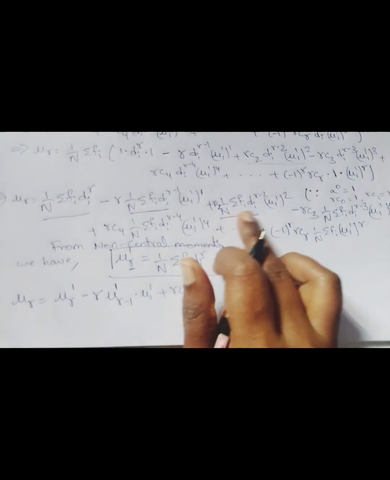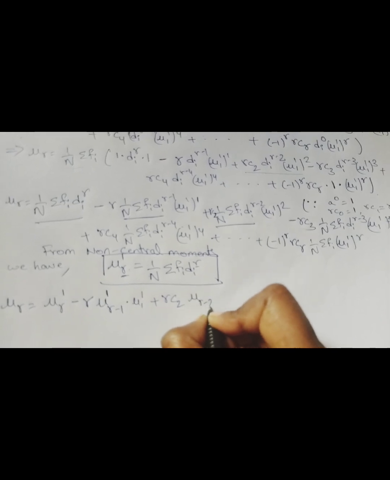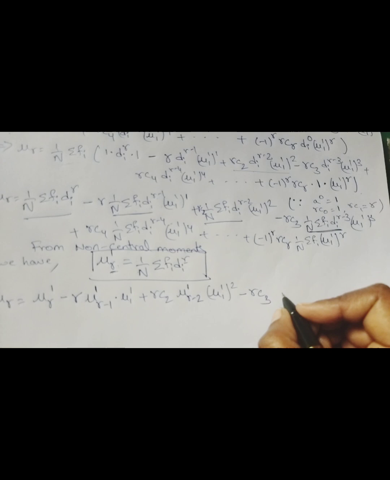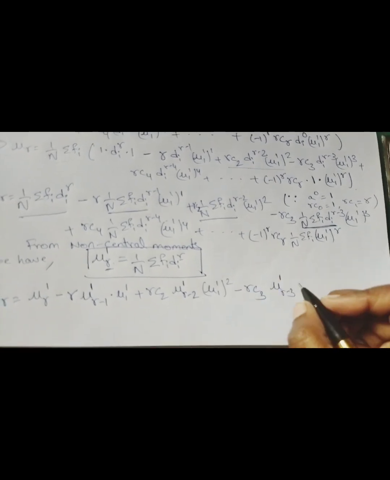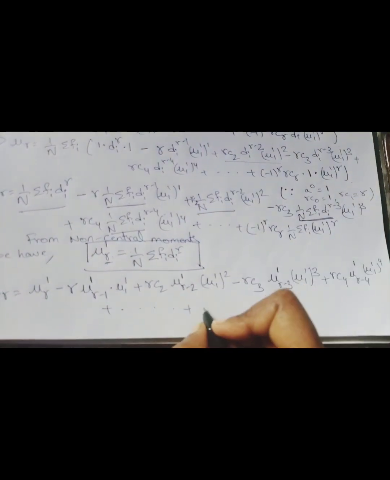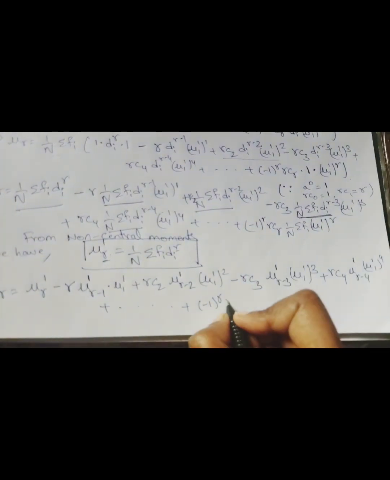Now 1 by n summation f_i d_i whole power r minus 2 becomes what? Mu r minus 2 dash into mu 1 dash whole square, minus rC3, and 1 by n summation f_i d_i power r minus 3 becomes mu r minus 3 dash into mu 1 dash whole cube, plus rC4. 1 by n summation d_i power r minus 4 becomes mu r minus 4 dash mu 1 dash whole power 4, plus so on, and the last term minus 1 whole power r rCr.